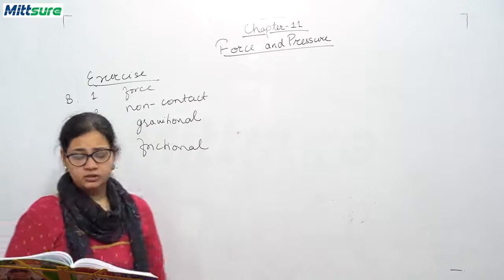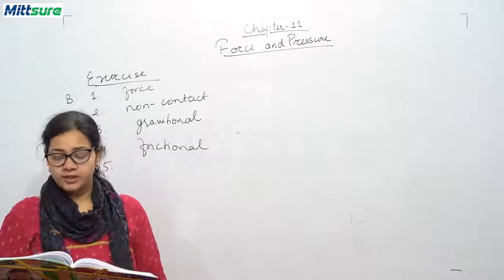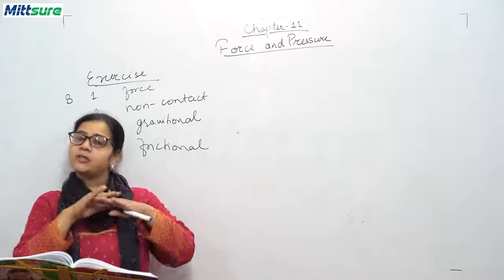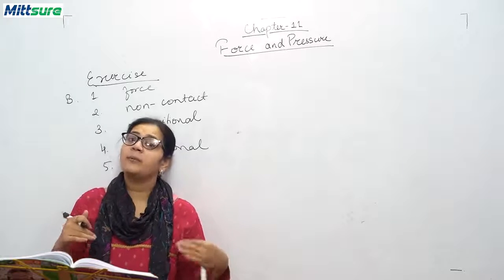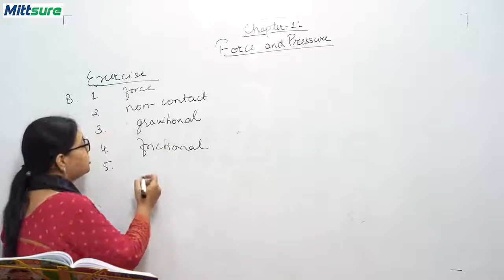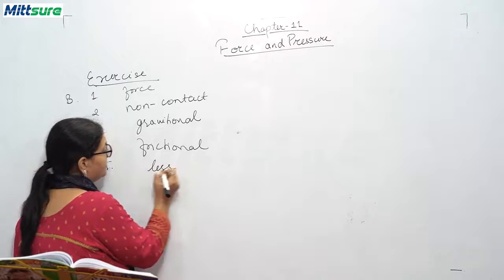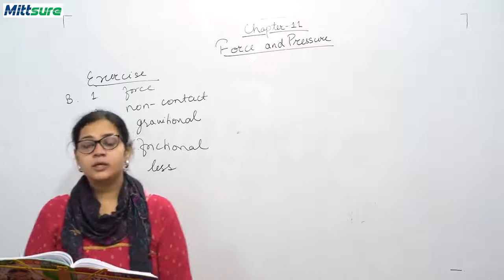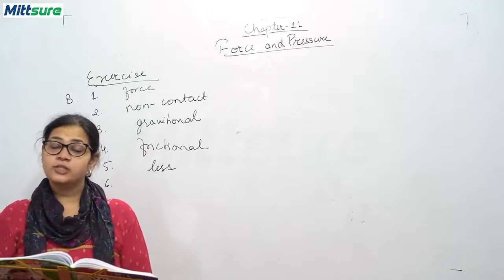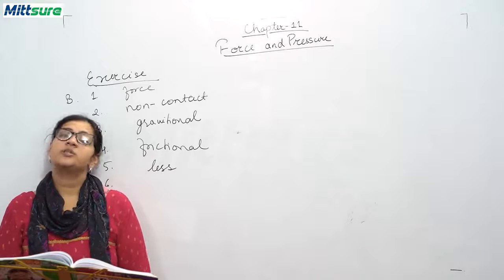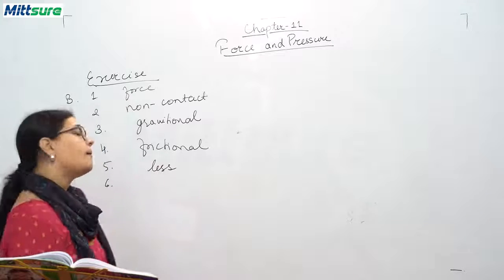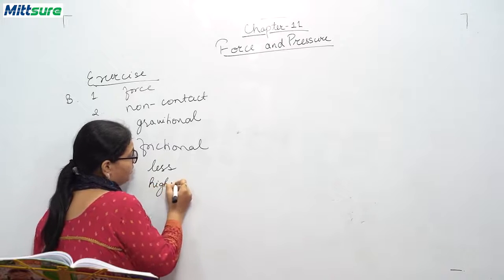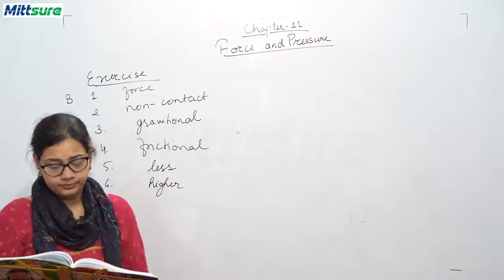Fifth question, smoother the surface, the dash is the frictional force. Meaning the smoother your surface is, the less your friction will be. So less will be the friction. Sixth is, smaller the area over which a force is applied, the dash is the pressure. The higher is the pressure. If we assume the force to be constant, so higher will be the pressure.